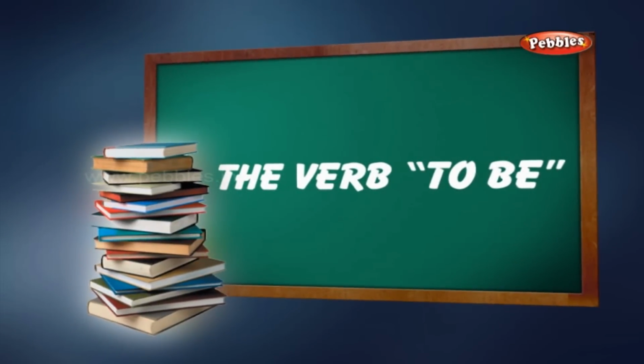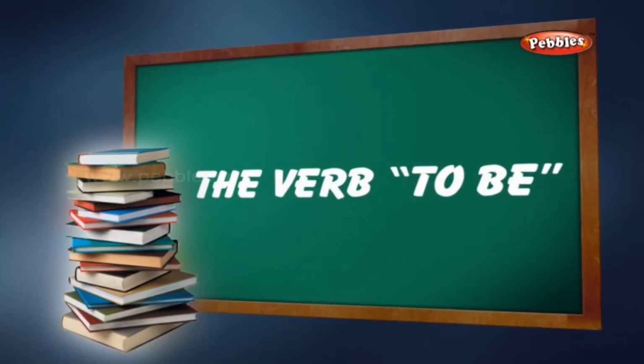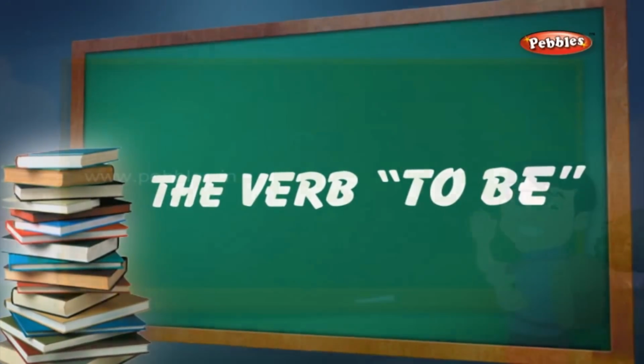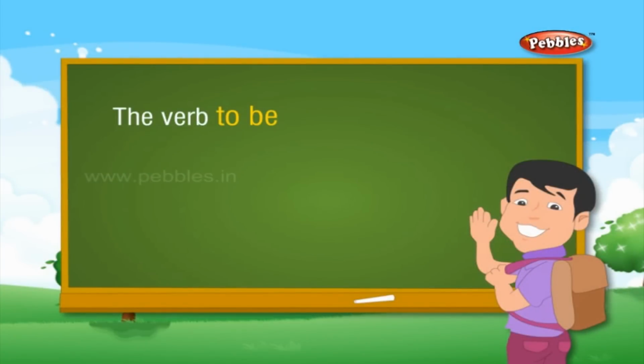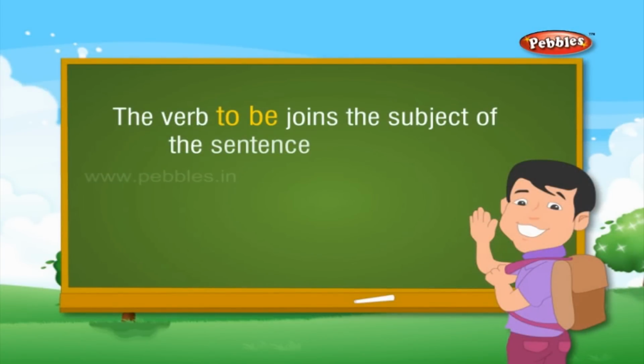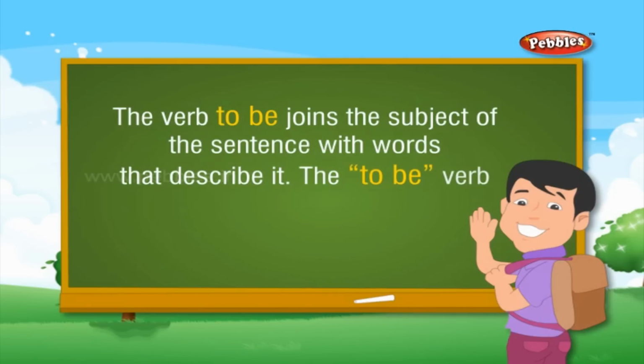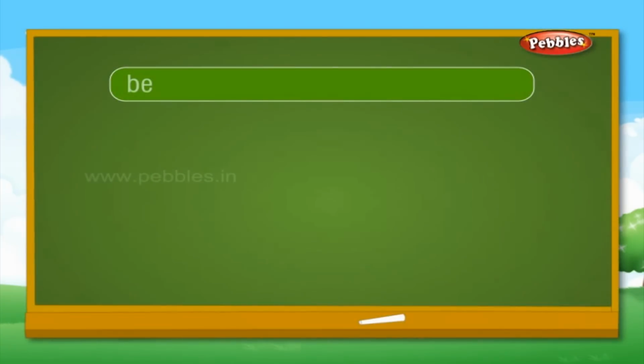The verb to be. The verb to be joins the subject of the sentence with words that describe it. The to be verb has many forms. Be, am, is, are, was, were.